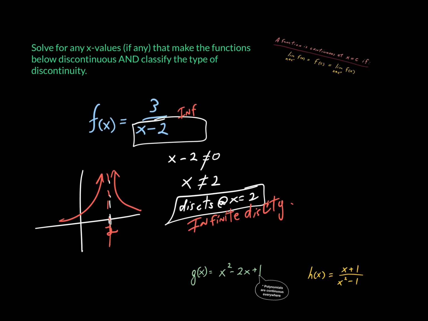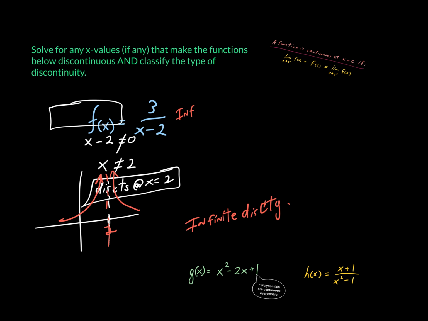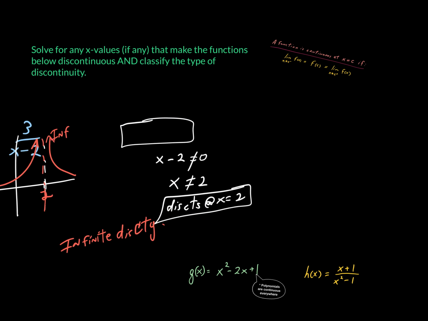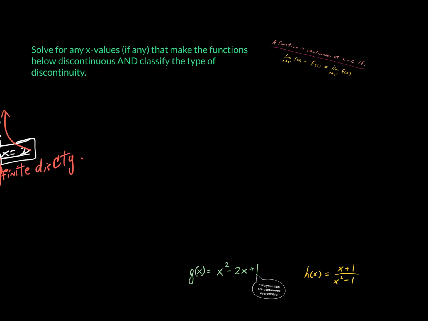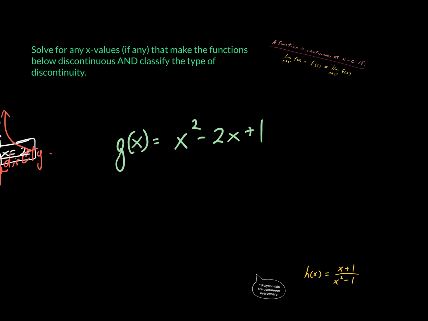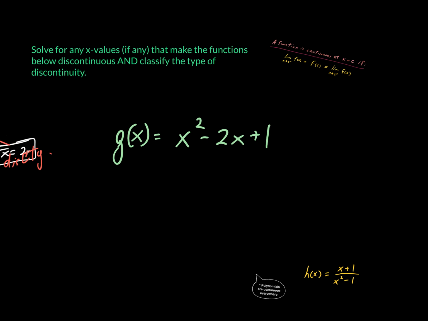Let's take a look at the second one now. All right, let's just clear that off. The video's almost over. G of x. Well, g of x, now what is that? That is x squared minus 2x plus 1. Is there anything in the denominator that's going to be undefined? If x is 2 or 3 or -8, well, guess what?